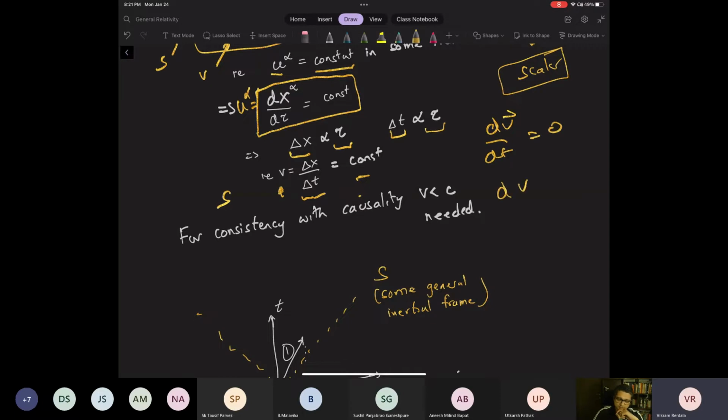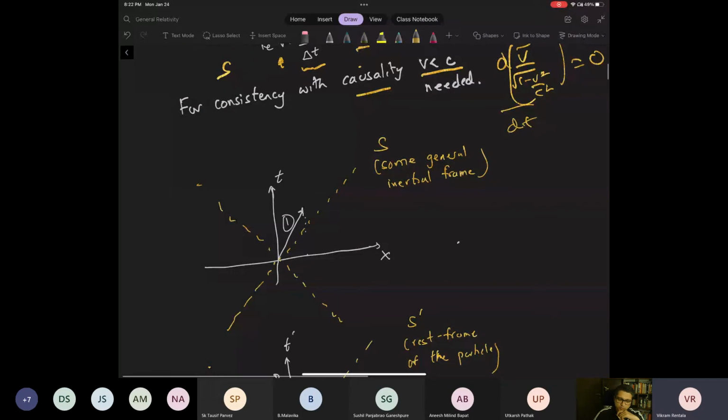In special relativity, the equation boils down to this. But what you find is the same thing: v is constant. Now the only thing is, for consistency with causality, you need the speed of the particles to be less than the speed of light. That's not a constraint that you're going to get from this equation, but let's assume this additional constraint.